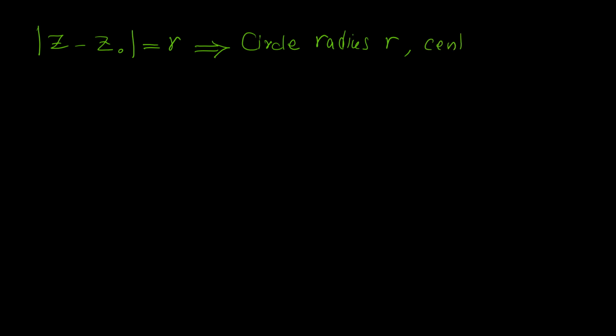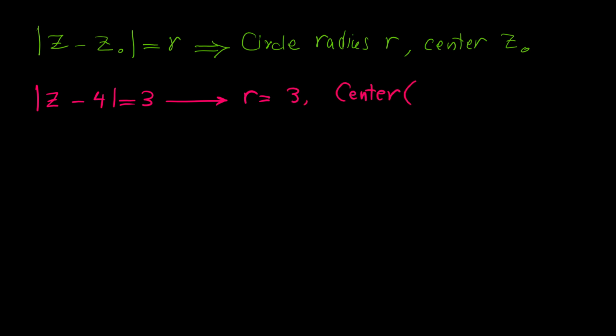Let me show you a general equation here. Absolute of z minus z0 equal r is the equation of the circle with radius r, and the center of this circle is at z0. For example, absolute of z minus 4 equals 3 is a circle with radius 3 and the center of the circle is the point 4, 0.